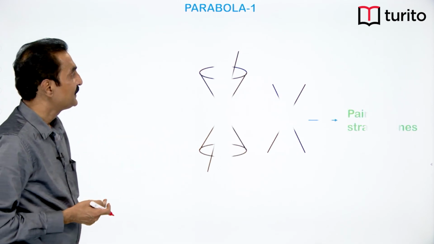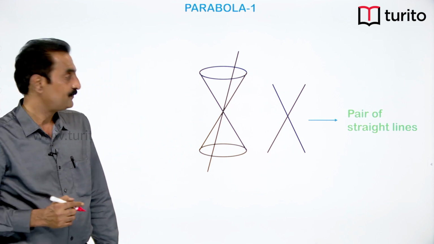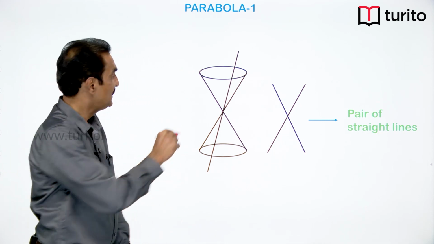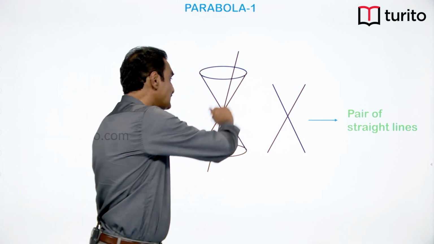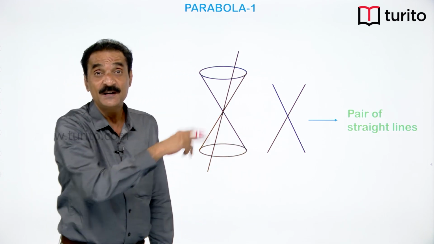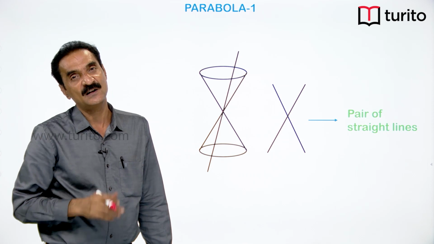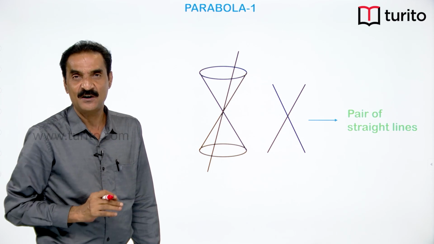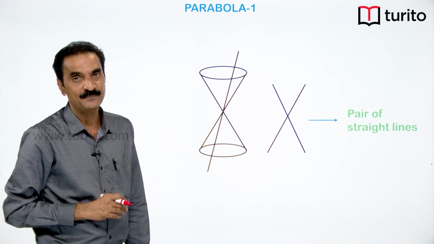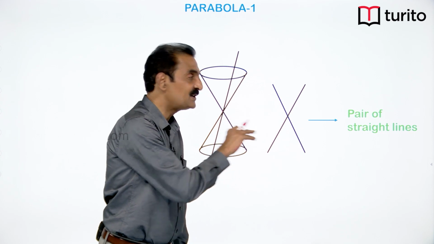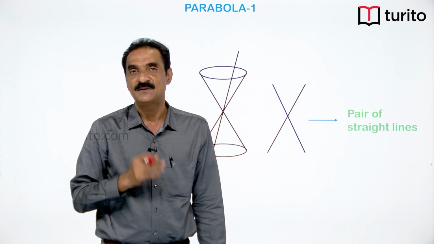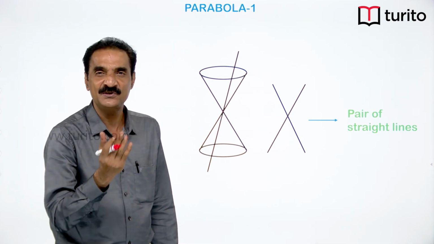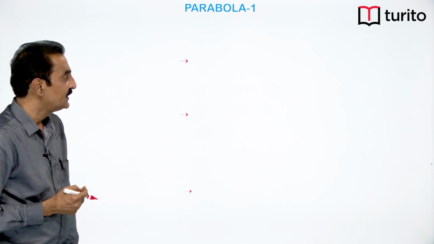Now, if you cut the cones by a plane through the common vertex of the upper cone and lower cone, then the cross section is going to be a pair of lines. So a pair of lines is also a conic section. You can assume that it is a degenerate case of a conic section, and it is a degenerate case of a hyperbola. That is why the properties of a pair of lines and the properties of a hyperbola will be close to each other.